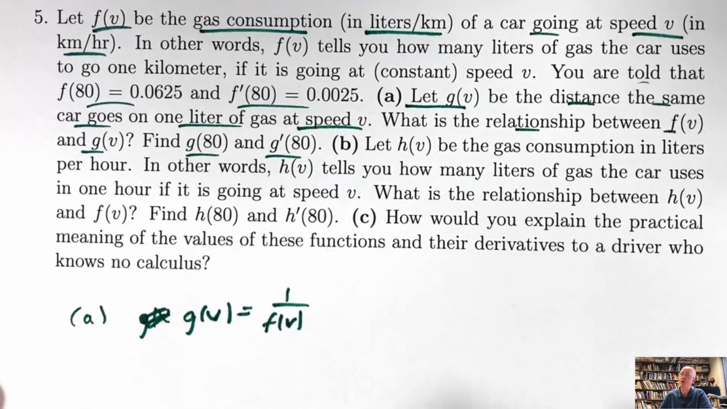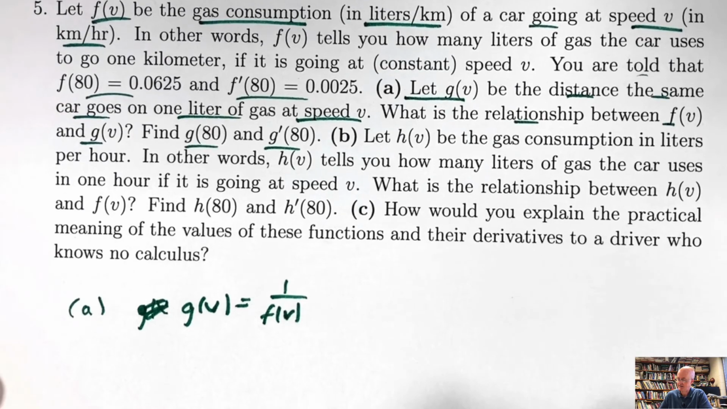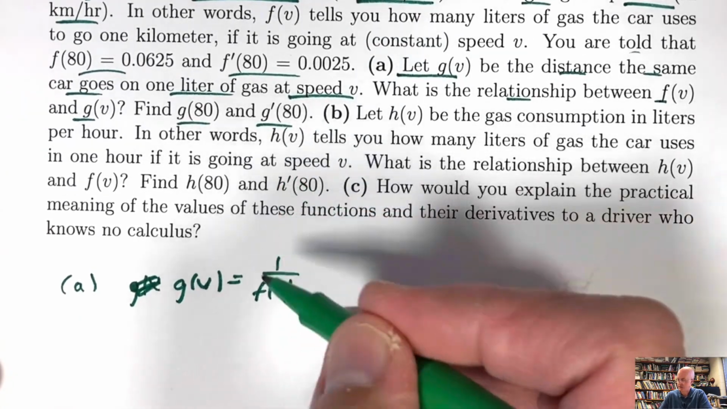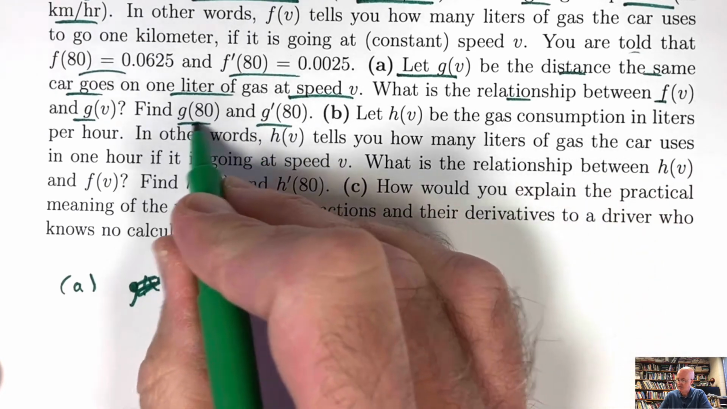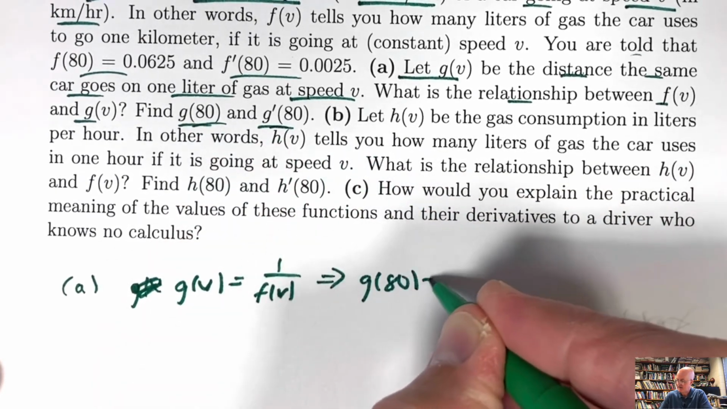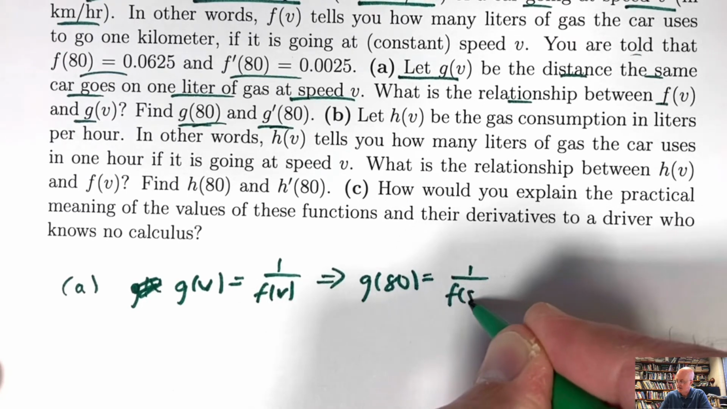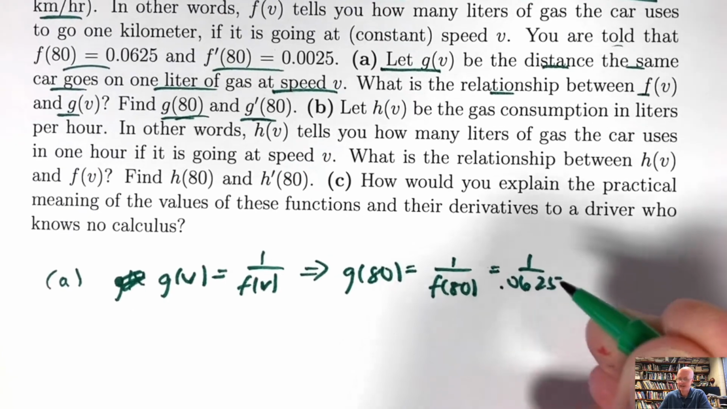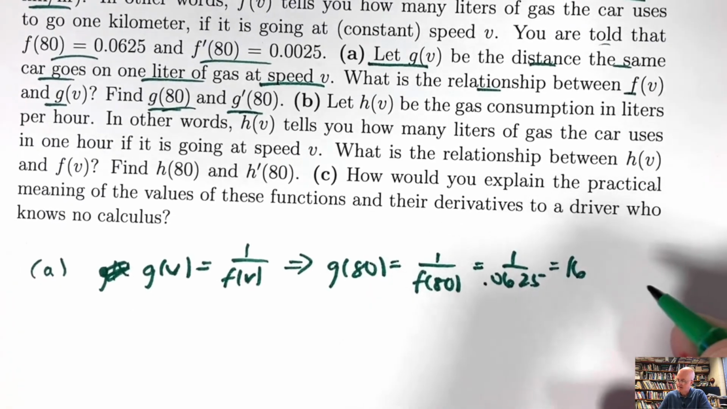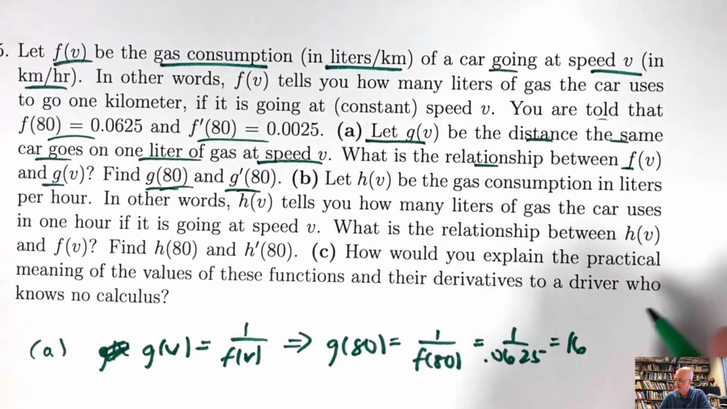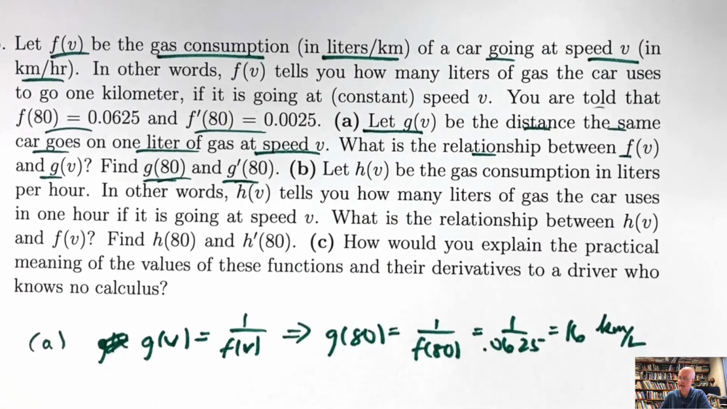Oh, we're going to use the quotient rule here to differentiate this. We need to find, that's the relationship. We need to find g of 80 and g prime of 80. g of 80 is 1 over f of 80. 1 over 0.0625, and I did that already. That's 16. 16, and the units would be the reciprocal of these units, kilometers per liter, a more common way to think about gas mileage.